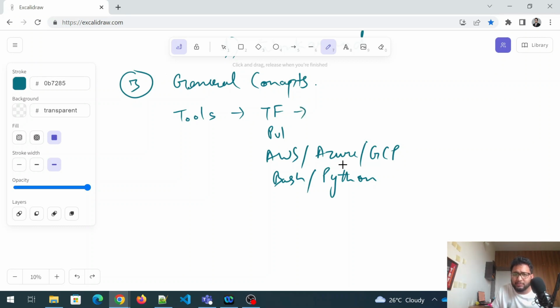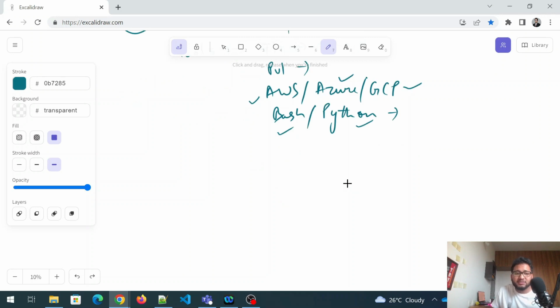So I'll be asking how Terraform works, or what is the idea behind it, how Pulumi works, what is this in AWS, what is this in Azure, what is this in GCP, how do you program something, how do you write a Fibonacci program in Python, how in Bash. So this is the general concept that we generally take as a base to evaluate someone. On the basis of this, we take out some results.